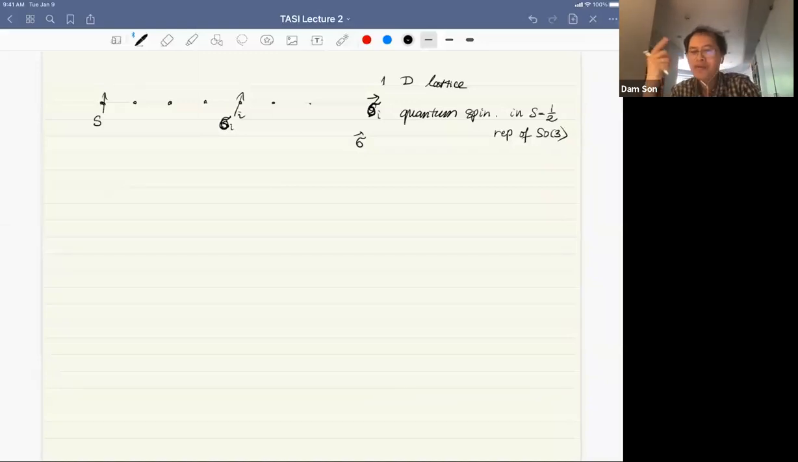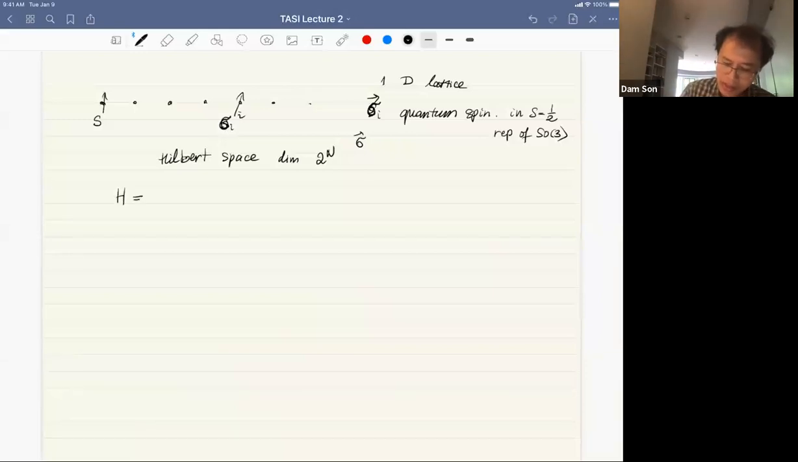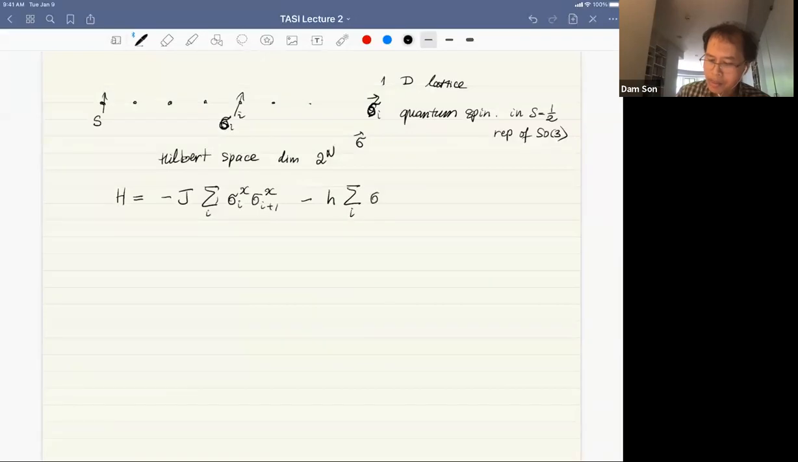So each spin can be in the spin up or spin down position, but since it's a quantum spin, that means there is a Hilbert space of dimension 2 to the n. So at each site of the lattice, we can have either up or down spin. It's a quantum system defined with the following Hamiltonian. The Hamiltonian I'm going to write down is minus J sum over sigma_i^x sigma_{i+1}^x, minus h sum over i of sigma_i^z.